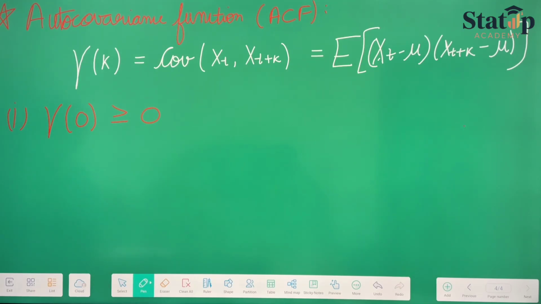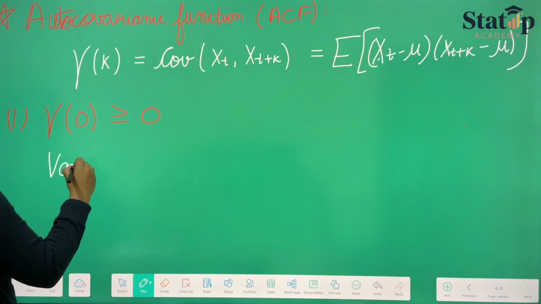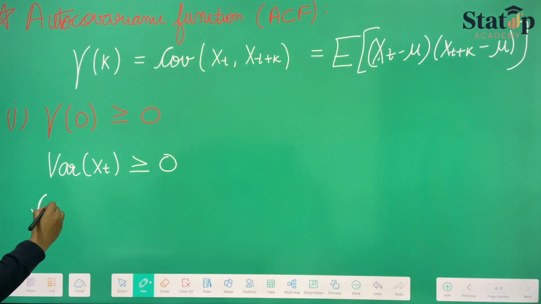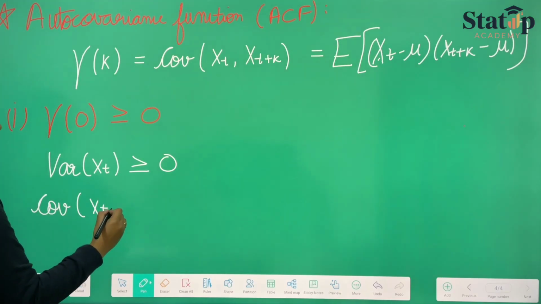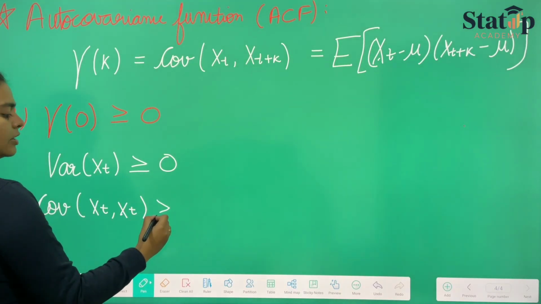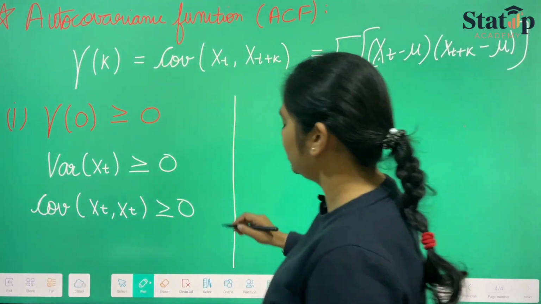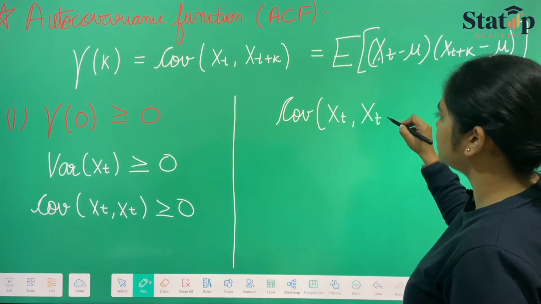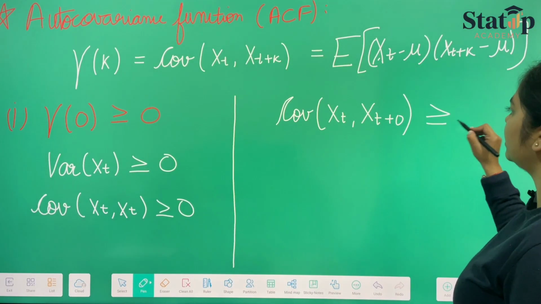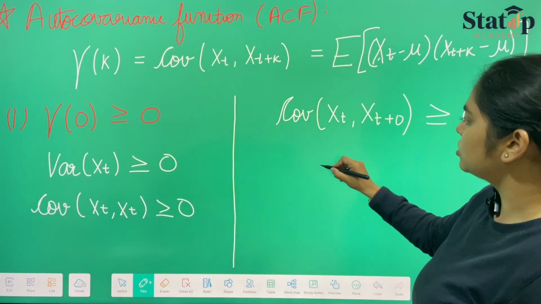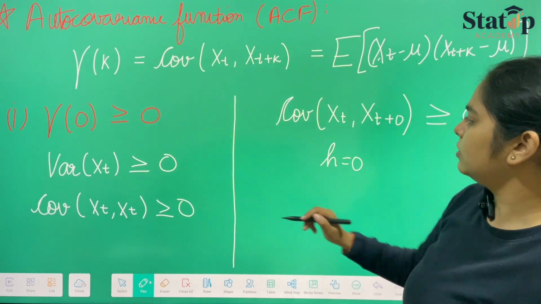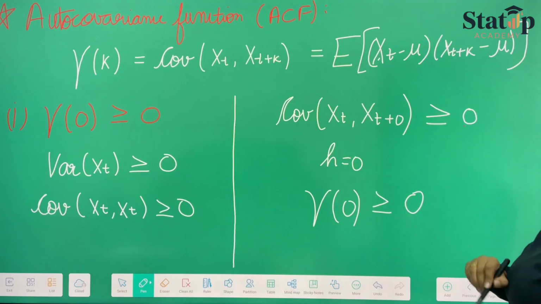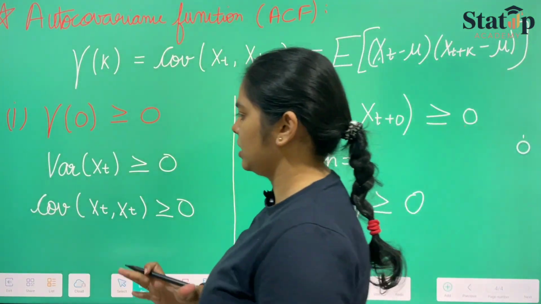Now how will we prove that? We know that variance of xt is always greater than 0, and variance of xt can be written as covariance between xt and xt, and this further can be written as covariance between xt and xt plus 0, greater than equal to 0, where the value of h is nothing but 0, lag value, and this can be written as autocovariance of 0 is greater than equal to 0, and hence proved it is always greater than equal to 0.